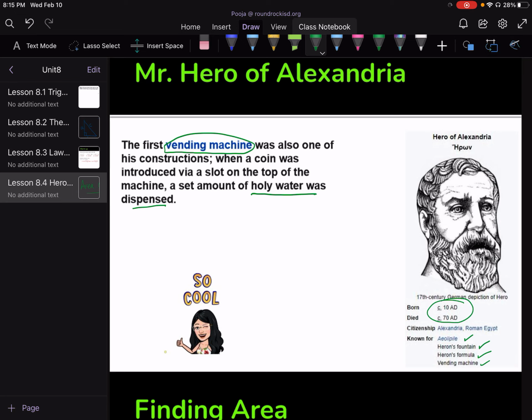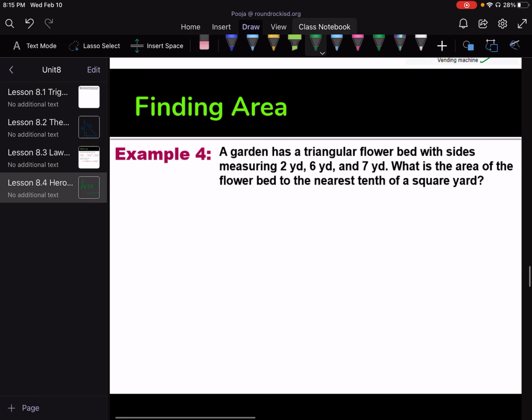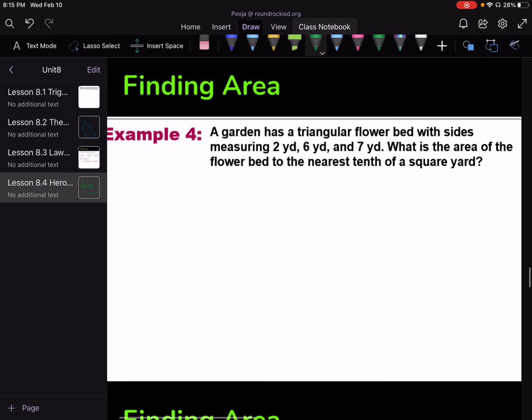which I think when I read it was something similar to a steam engine. So pretty cool. We're using his formula 2,000 years from when he discovered it. Here's an example. A garden has a triangular flower bed with sides measuring 2 yards, 6 yards, and 7 yards. What is the area of the flower bed?